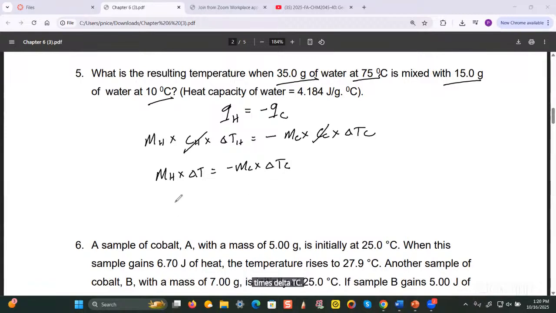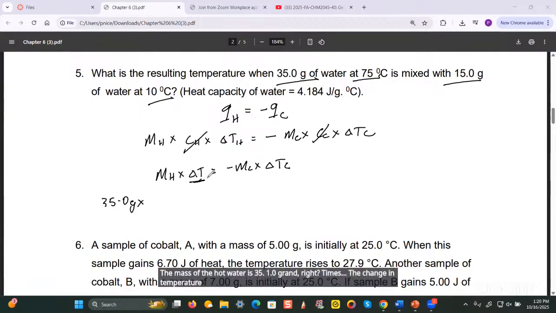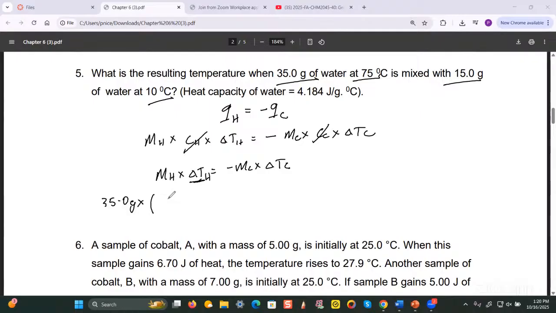All right. Okay, so let's put some numbers in. The mass of the hot water is 35.0 grams, right? Times the change in temperature of the hot water, delta TH, which is what? What's the change in temperature of the hot water? Would be the 75 minus 10. Nope.